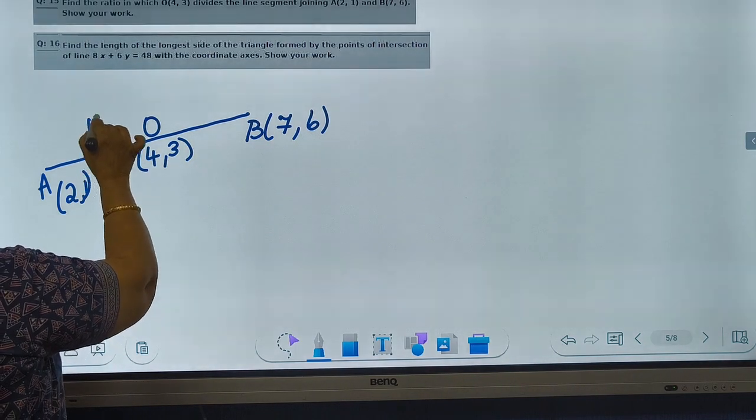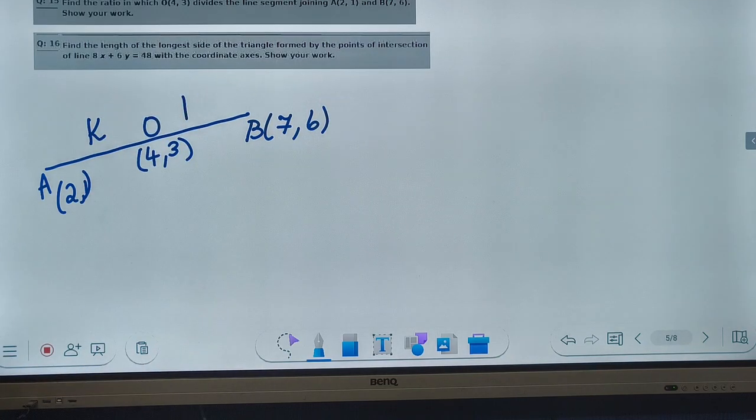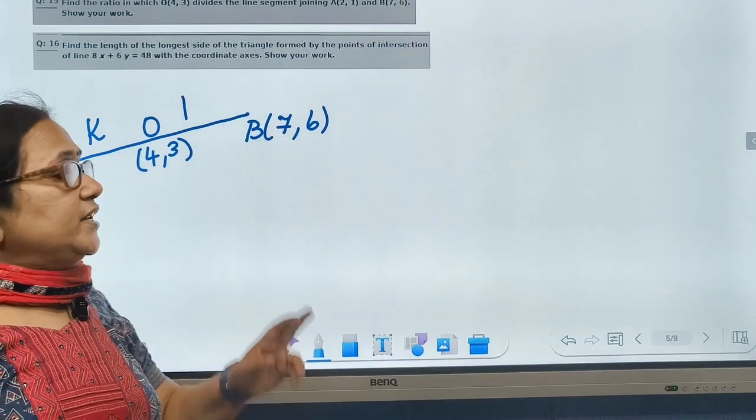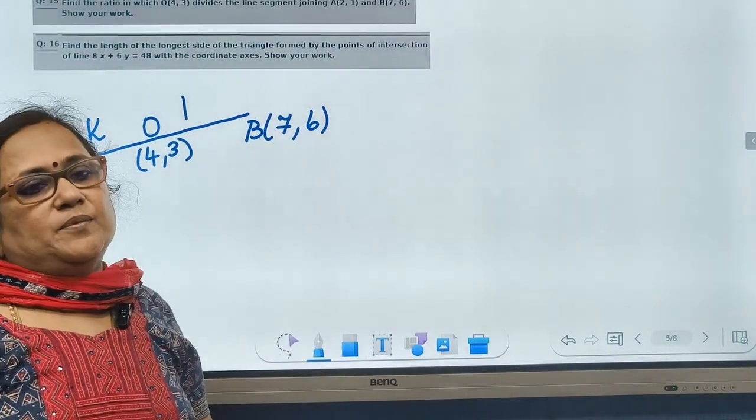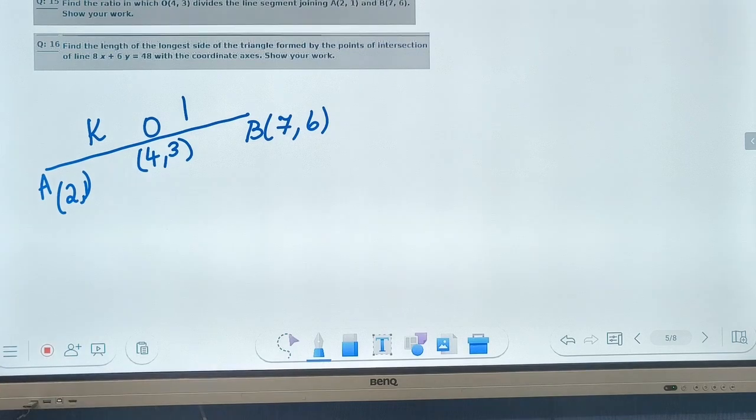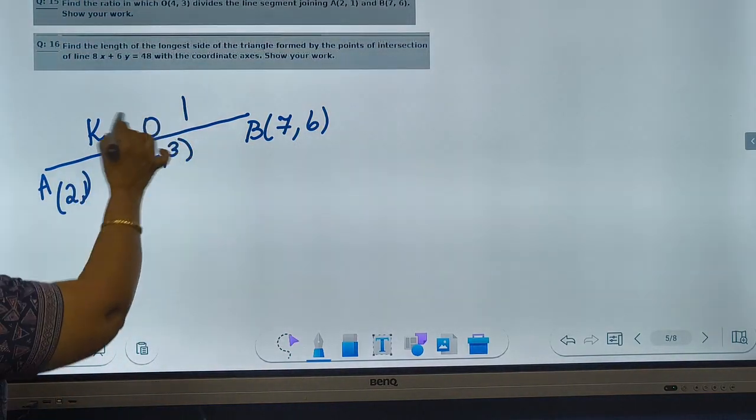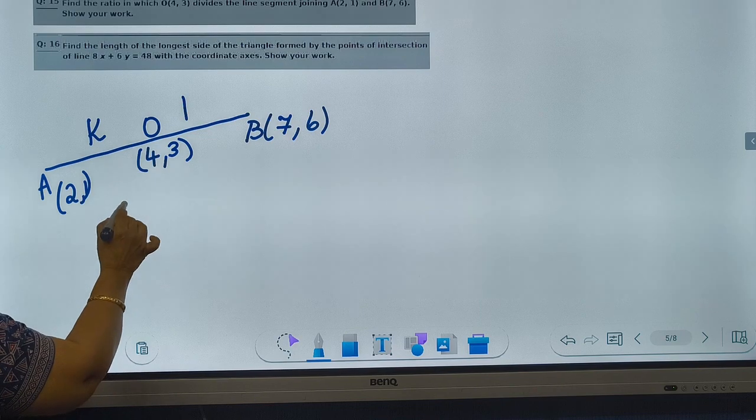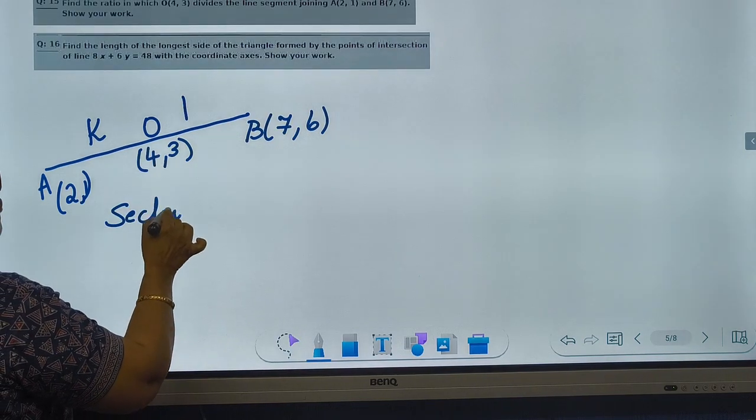So let us keep it as K is to 1. See, even if the ratio is 7 by 5, then here I will get 7 by 5 is to 1, which is the same as 7 is to 5. So I am taking the ratio to be K is to 1. Now, what formula should I use? The section formula.